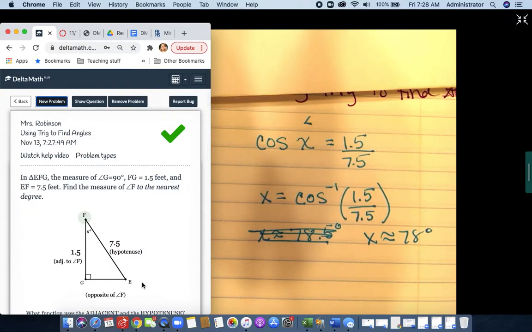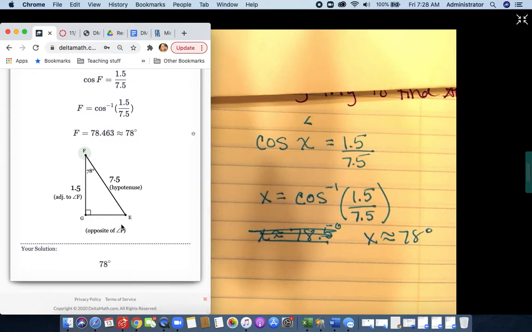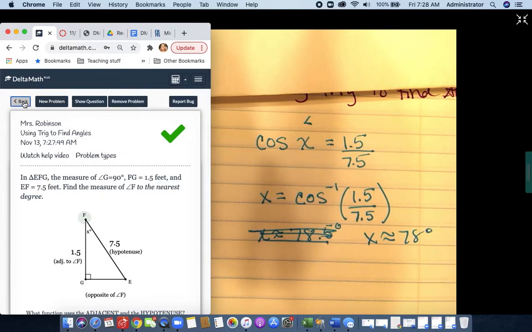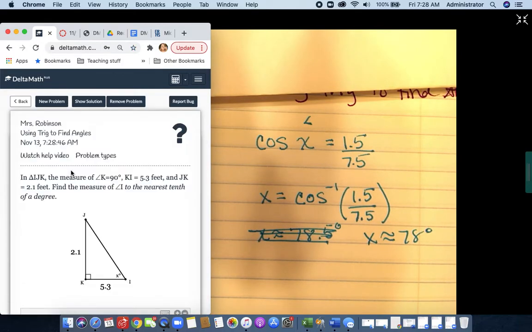Okay, so keep that in mind. If I'm rounding to the nearest degree, I only want to look at the one number after the decimal, and since it's less than 5, I'm not going to round up. I'm going to round down.